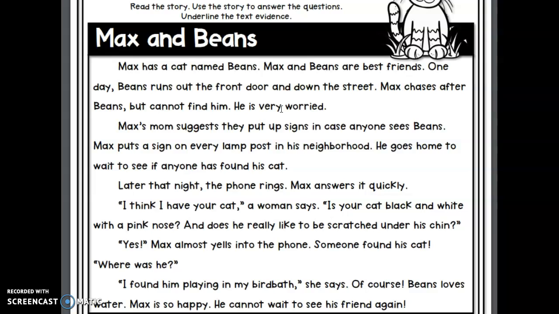Usually when you're looking at the solution, you're not just going to go straight from the problem to the solution. There are different steps that are taken by the character or the person in order to get to that solution. So here we have Max putting up signs and asking people to alert him if they found a cat. This led to the solution where a woman calls him and lets him know that his cat has been found, which is our solution.